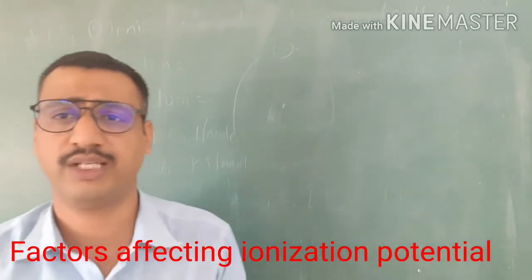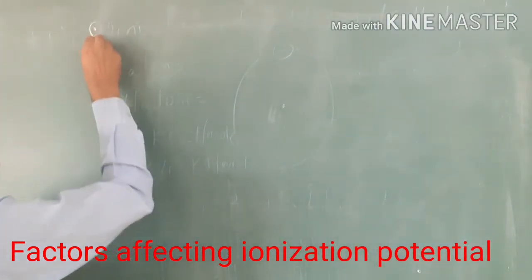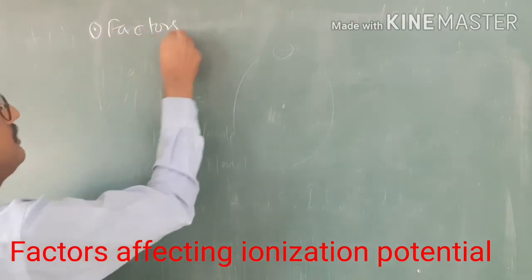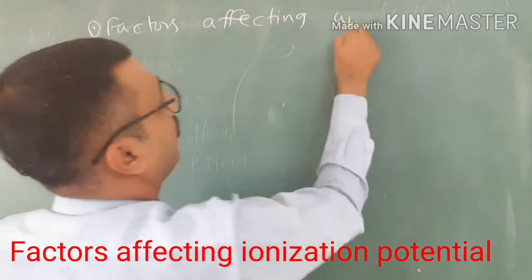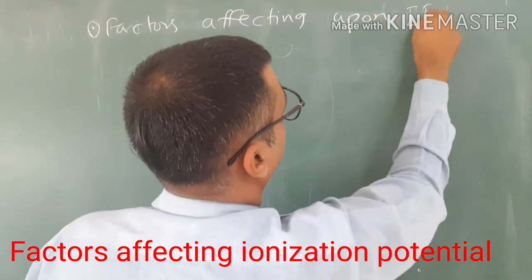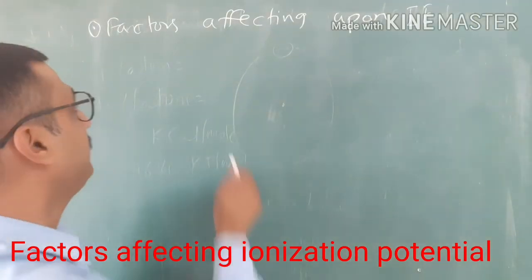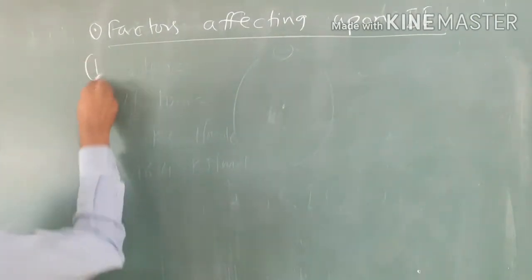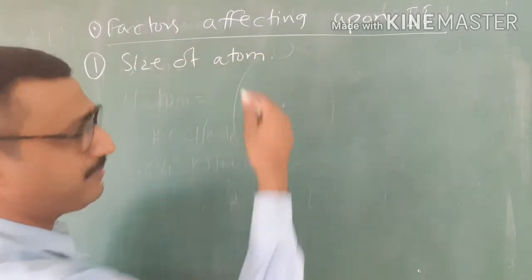Okay, ionization potential, ionization energy, and ionization enthalpy are the same thing. So now I'll explain the factors affecting this ionization potential, energy, or enthalpy, whatever we may call it. The first factor is the size of the atom. I'll explain one by one.